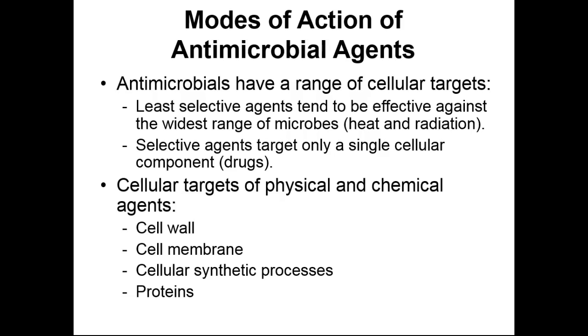Or we could have a selective agent. For example, we can have a specific kind of antimicrobial drug or antibiotic drug. Those antibiotic drugs are designed to target specific cellular machinery within the microbes and are very nitpicky and selective. And they work great for some situations, but work very poorly for most situations. Common targets for both physical and chemical agents of disinfecting include the cell wall, the cell membrane, cellular synthetic processes, so some part of some metabolic pathway within the microorganism, like protein synthesis or the production of a necessary amino acid, for example, or we could inhibit the proteins within the microorganism directly.